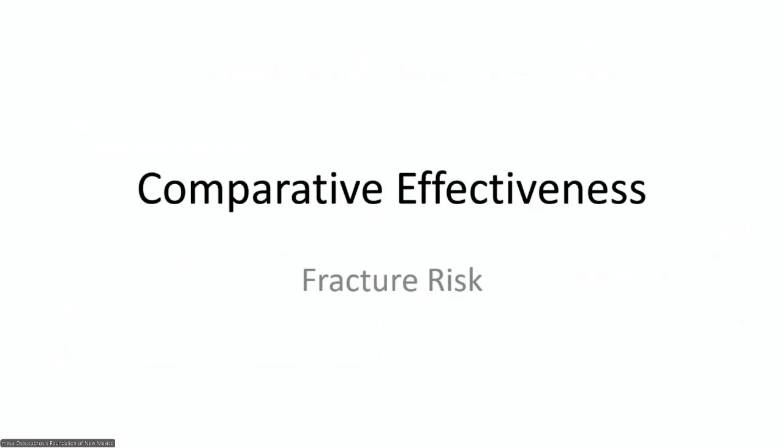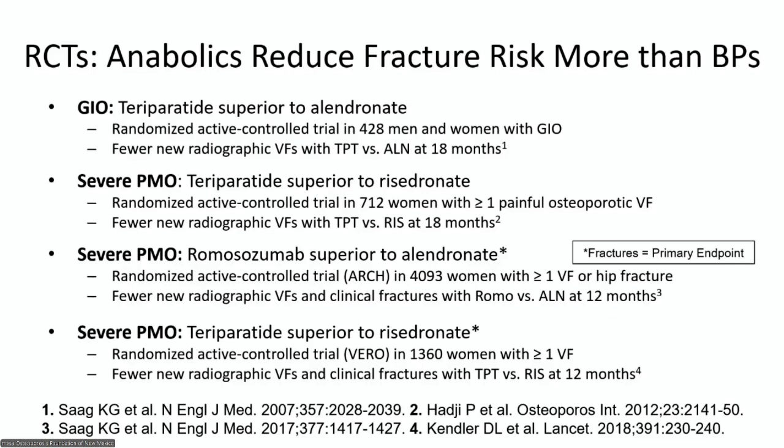Now, very important is recognition of differences among drugs, and that some might be better than others. So we have at least 4 randomized controlled clinical trials showing superiority of anabolic agents for reducing vertebral fracture risk compared to bisphosphonates, 1 with glucocorticoid-induced osteoporosis, and 3 others in patients with severe postmenopausal osteoporosis. So what I usually tell our fellows when we're talking about choices of treatment is that any treatment is better than none, but some treatments are better than others. The real problem, of course, is that most patients who could benefit from treatment don't receive any treatment at all.